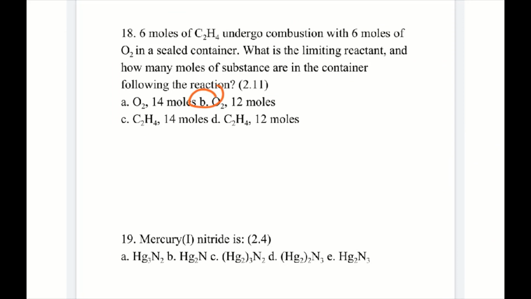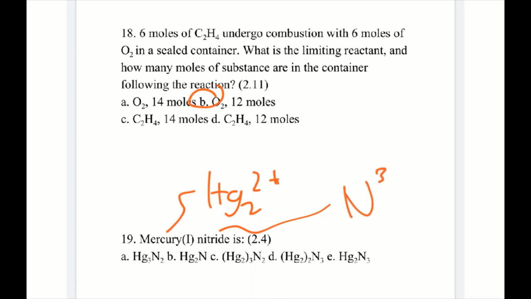Mercury 1 nitride is a salt, and remember, mercury 1 is Hg2 2 plus, because each of the mercuries has a plus 1, so 2 mercuries will have plus 2. So that's a neat way to remember it. And nitride, since it ends with an IDE, will be N3 minus.